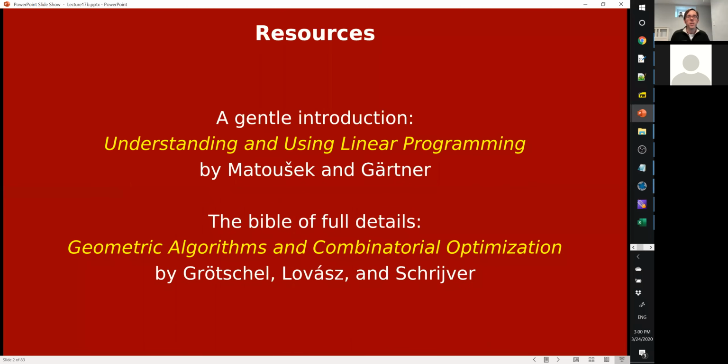Okay, so as always, I'll put up some resources here. There are many books, but a nice simple book about linear programming is this one by Matoušek and Gärtner. And if you want the full details on every possible aspect of the theory of linear programming, you can check the Grötschel, Lovász, Schrijver book at the bottom.